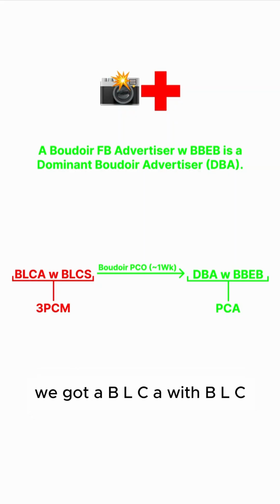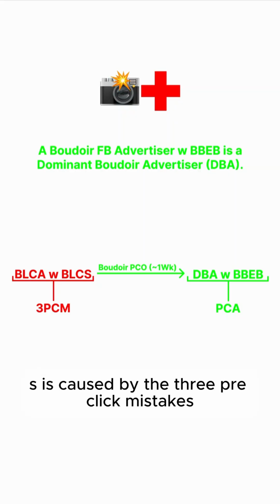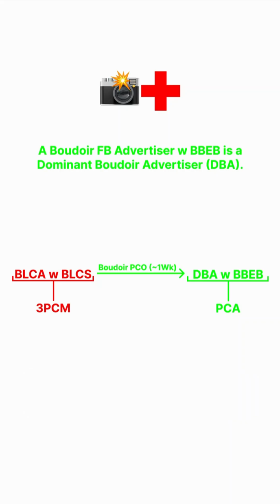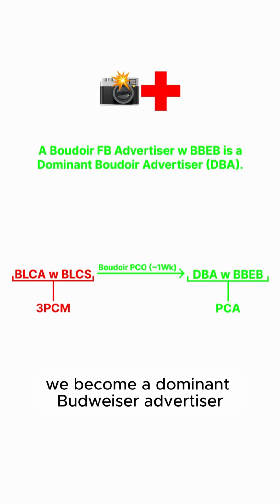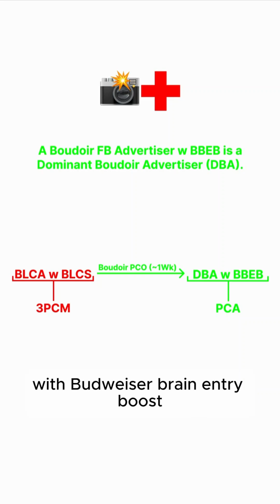So we've got our full universe here. We've got a BLCA with BLCS caused by the 3 pre-click mistakes. That's fine, easy enough. Treated with Boudoir Pico, takes about a week, and we achieve pre-click alignment. We become a dominant Boudoir advertiser with Boudoir brain entry boost.